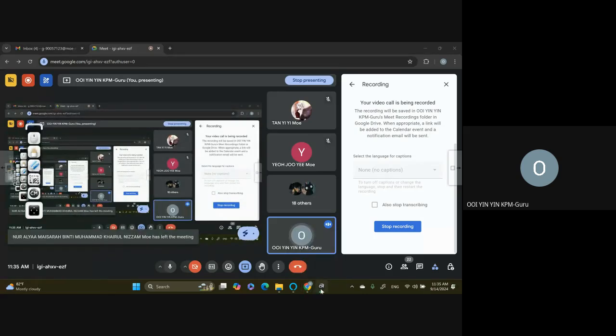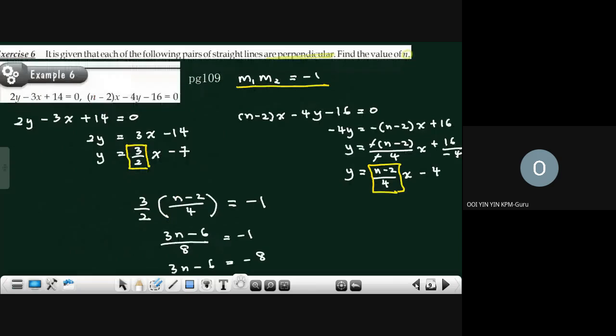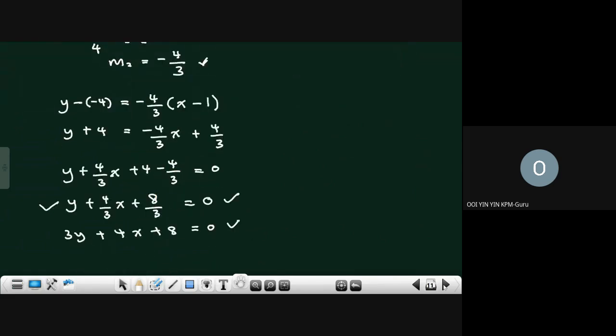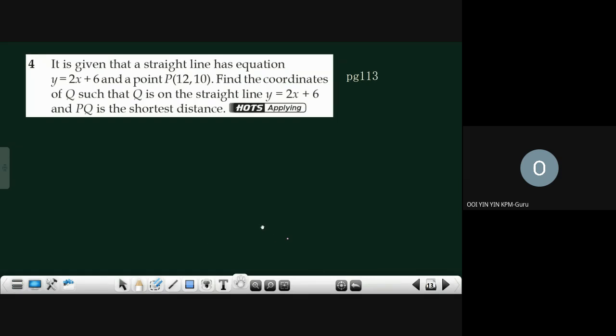Okay, last question. You see, wow, HOTS applying. These kinds of questions are actually favorites. The ones I just taught you in front are for you to become familiar with the formulas, the properties m1 multiply m2 equals -1 and m1 equals m2 for parallel, and also to find the coordinates when a line segment is divided in a ratio. Then later, after I finish teaching this chapter, I am going to find the HOTS questions.